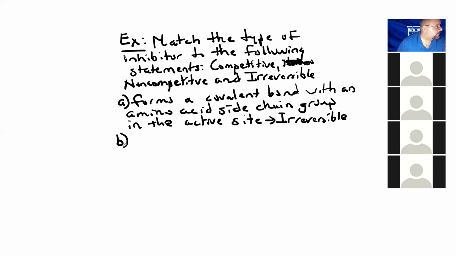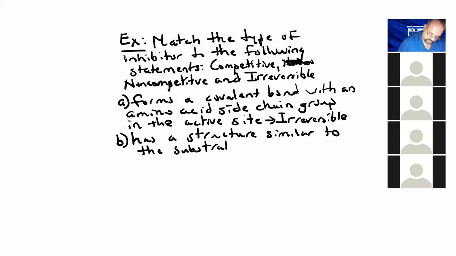Letter B: has a structure similar to the substrate. What type of inhibition does this refer to? This type of inhibition refers to competitive inhibition.